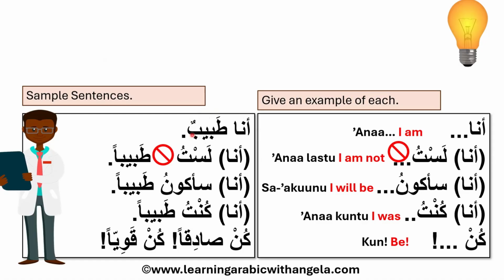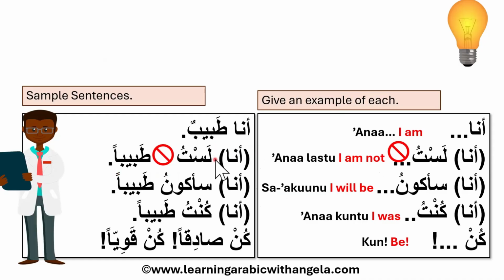Simple sentence, nominal sentence as well. You don't really need is. So a noun and a possessive pronoun and another noun. That's it. If you want to negate, we're going to use lestu in the present tense. I'm not. That's good to know. So أنا لست, I'm not something. أنا لست طبيبا. I'm not a doctor.